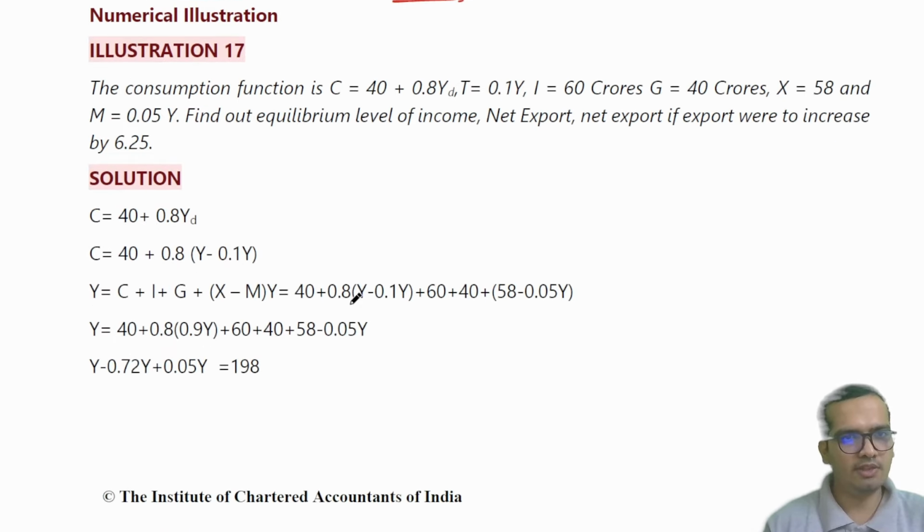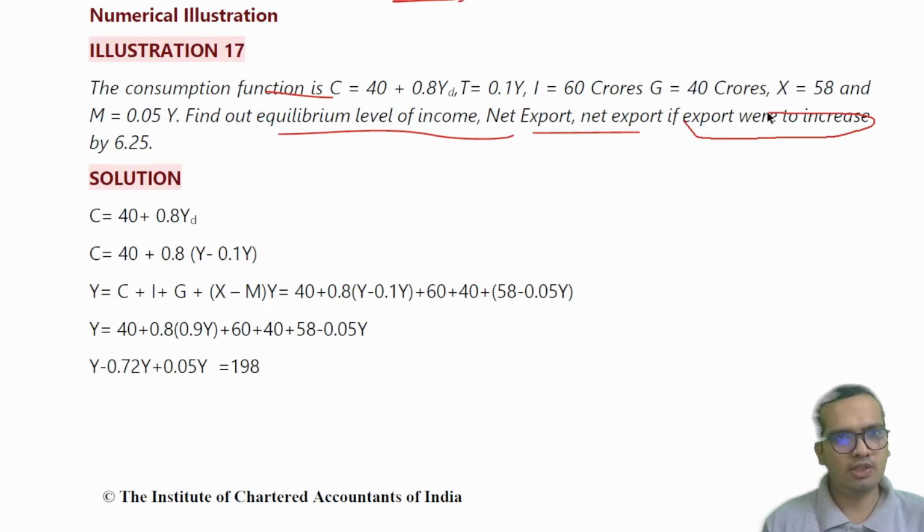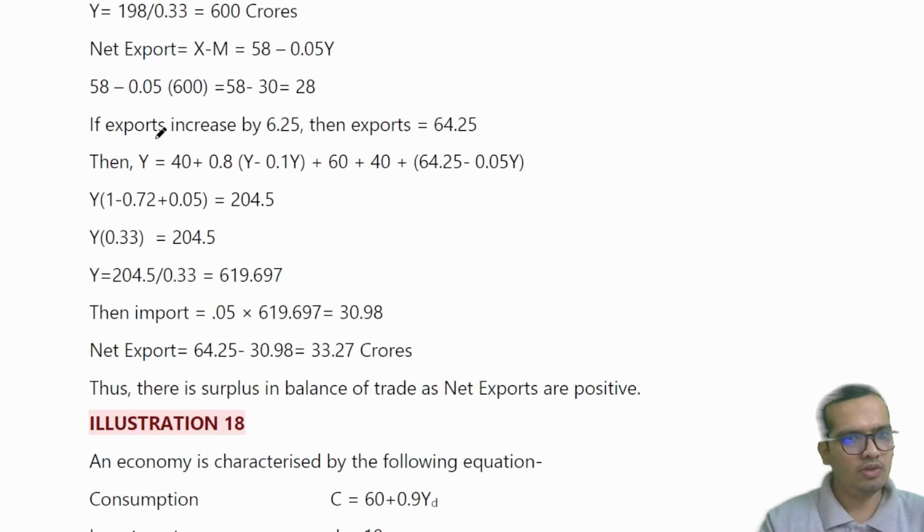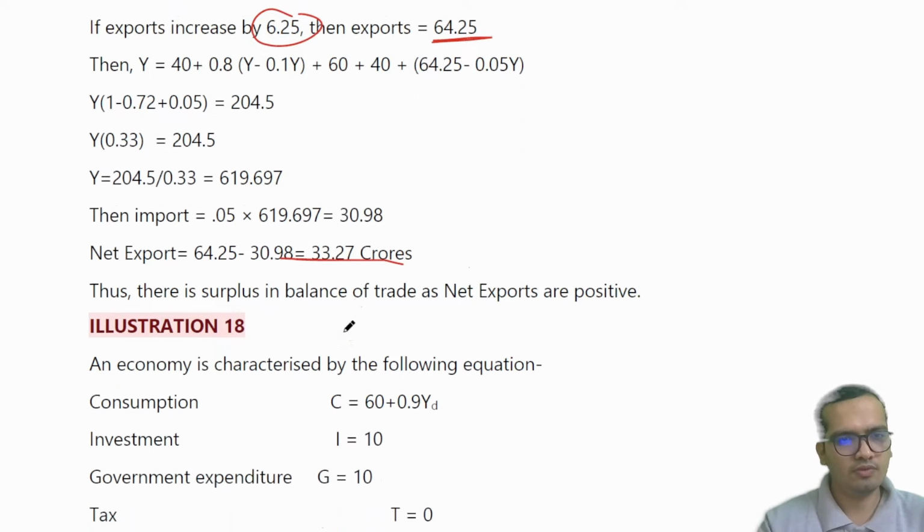So we have some numerical examples. We have a consumption function given, and we have to find out the equilibrium level of income. Net exports if exports were to increase by 6.25 times. So we have net exports. So exports increase by 6.25. So we have to just change this value, and we again have net exports.